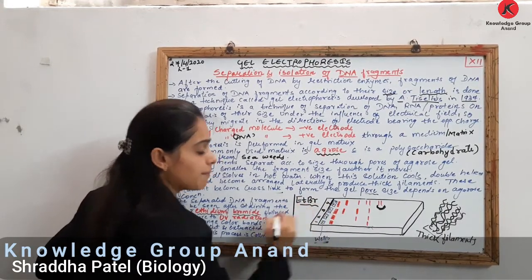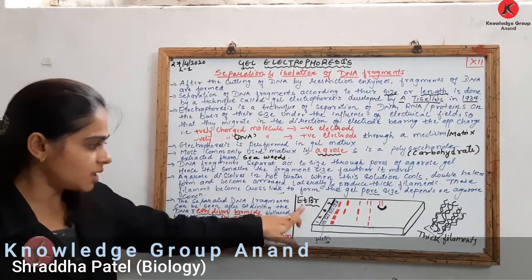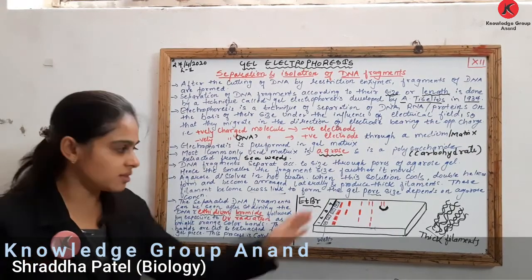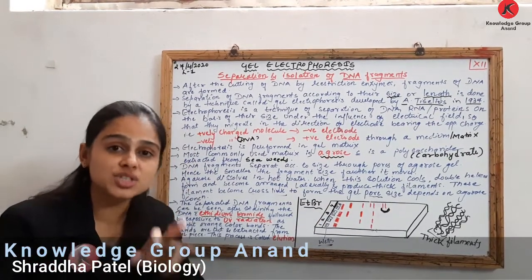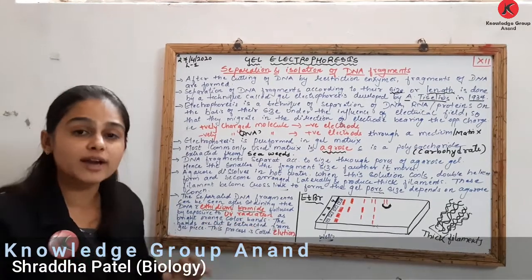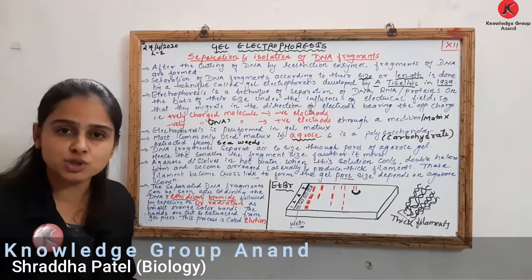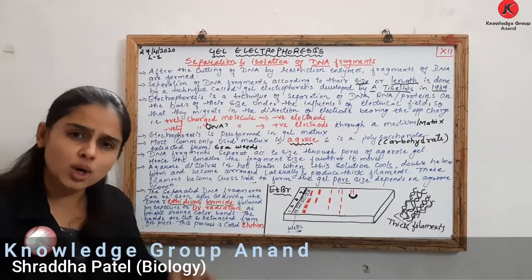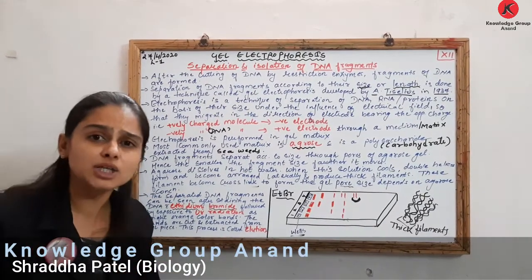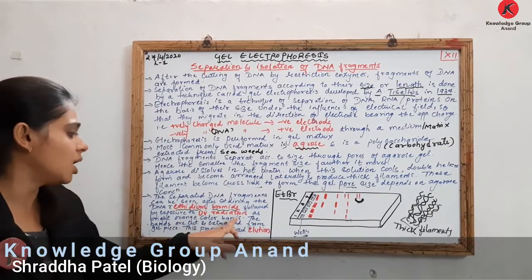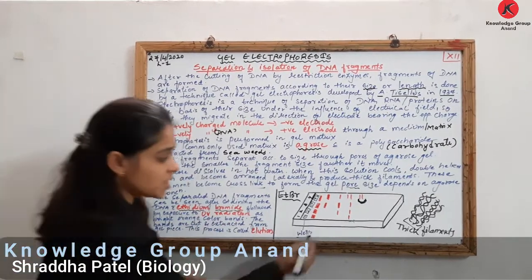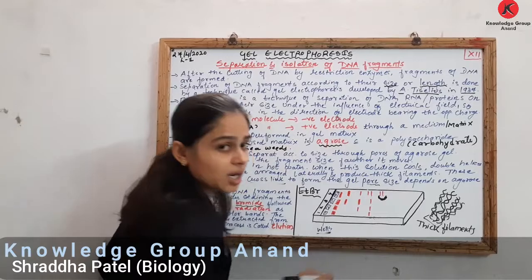ETBR, this is the abbreviation, for ethidium bromide. These DNA fragments you have to stain with ethidium bromide, followed by exposure to UV rays. Only then are you able to see orange color bands.